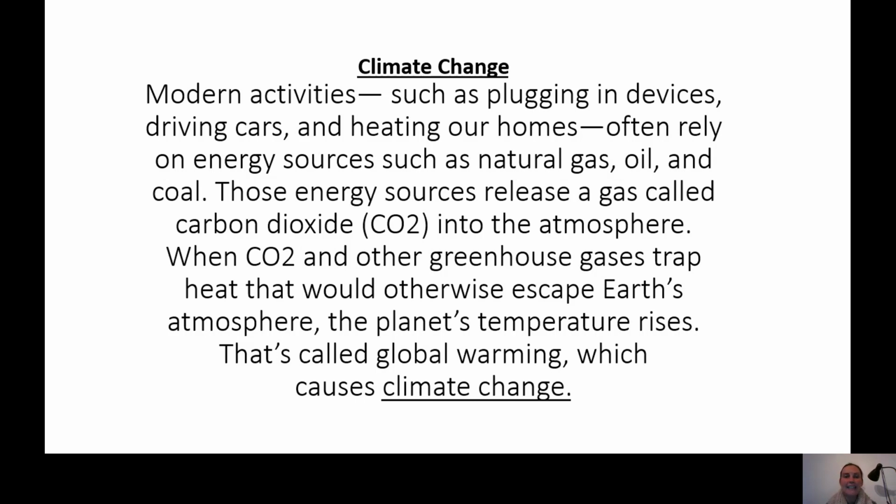So a lot of our modern activities, such as plugging in devices, driving cars and heating our homes, rely on energy sources such as natural gas, oil and coal. And when we burn those energy sources, they release a gas called carbon dioxide into the atmosphere. When carbon dioxide and other greenhouse gases trap heat that would otherwise escape Earth's atmosphere, the planet's temperature rises. And that is what we call global warming, which causes climate change.